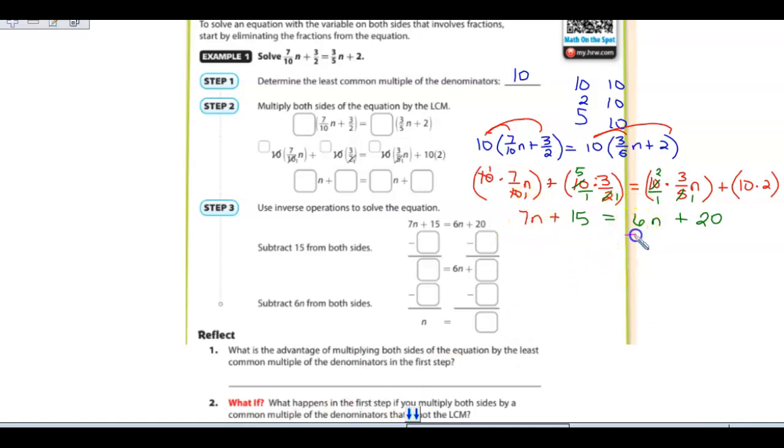So I'm going to subtract 6n. And so that becomes n plus 15 equals 20. Subtract 15. N is by itself. 15 from 20 is 5. So we know that n is equal to 5.